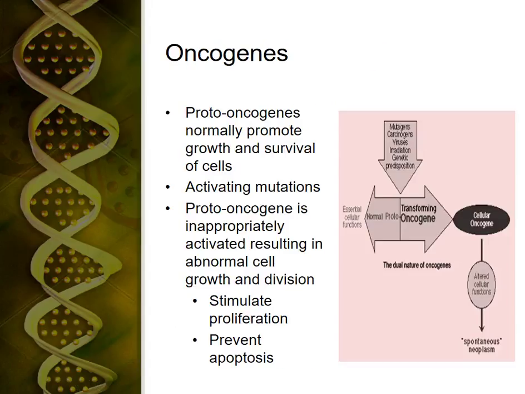So oncogenes, proto-oncogenes normally promote growth and the survival of the cell. These are activating mutations. A proto-oncogene is inappropriately activated, resulting in, again, we talked about that balance, the balance between growth of cells and apoptosis. So it stimulates proliferation and prevents apoptosis.